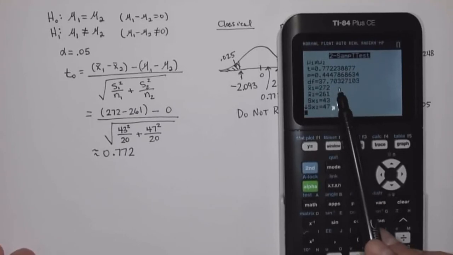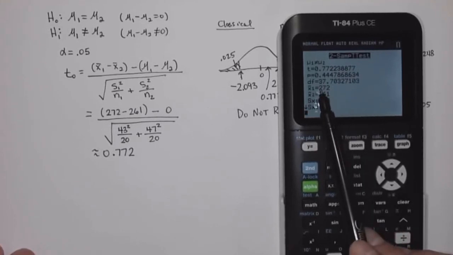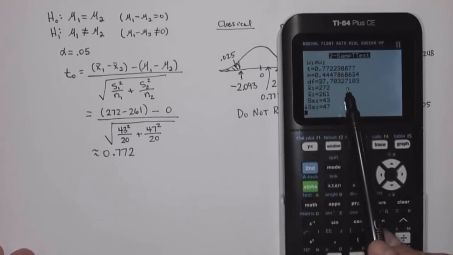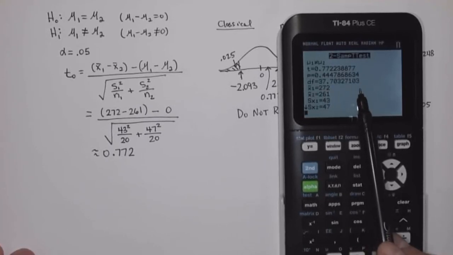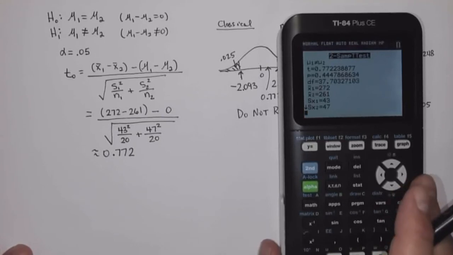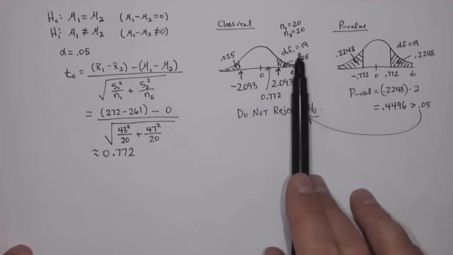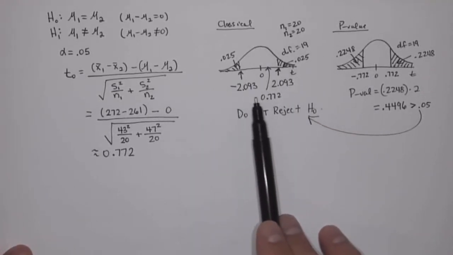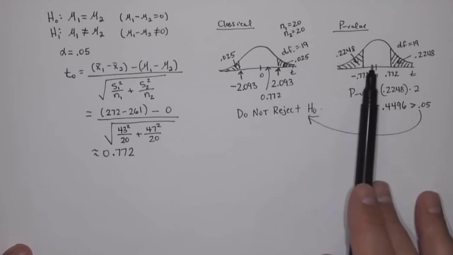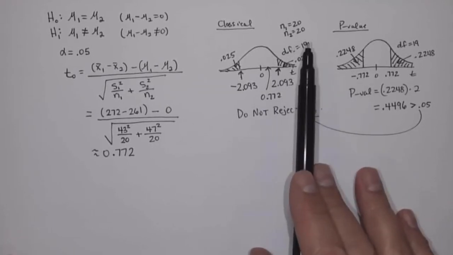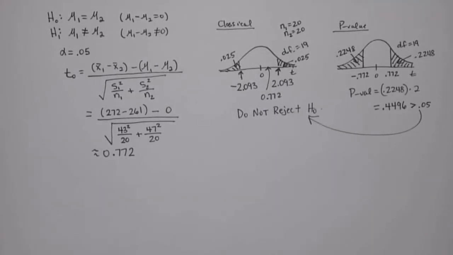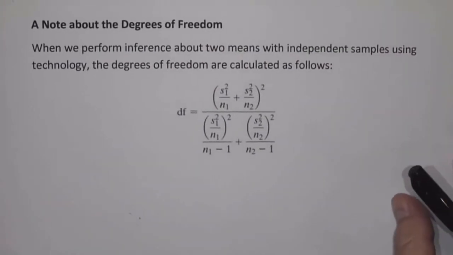If you take a look at the degrees of freedom, the calculator says the degrees of freedom is 37.703271103. So why is that different from our degrees of freedom? Well, we're using a conservative approach to do this, and this is pretty common for a by-hand approach if we're doing by-hand calculations. But the way the calculator is calculating the degrees of freedom is a little bit different.